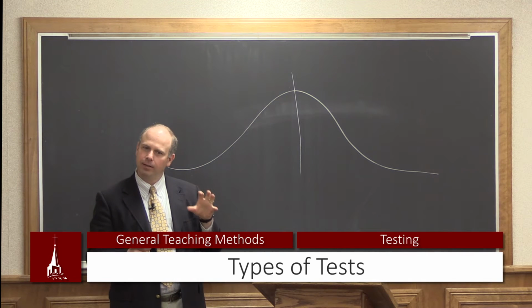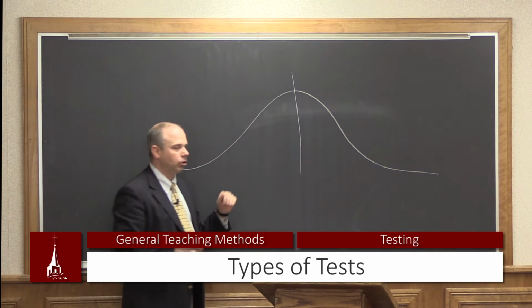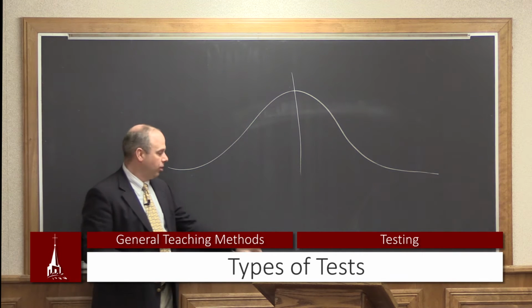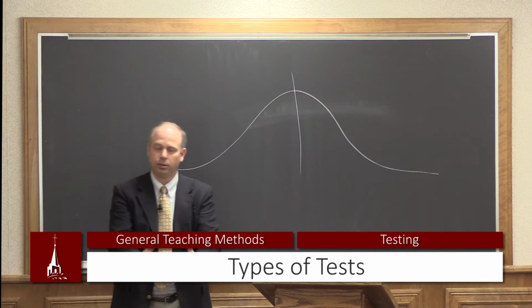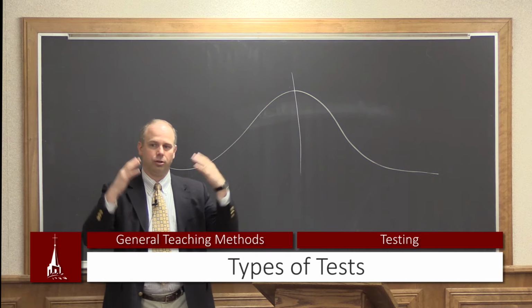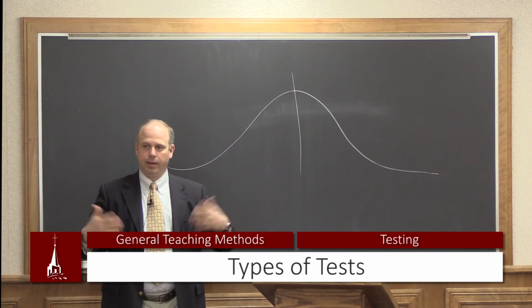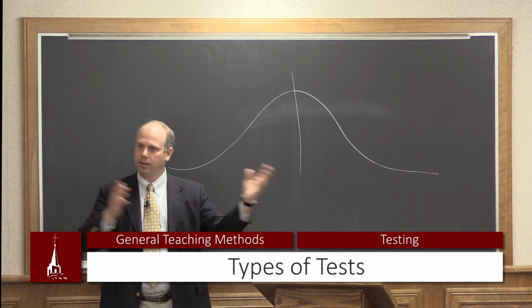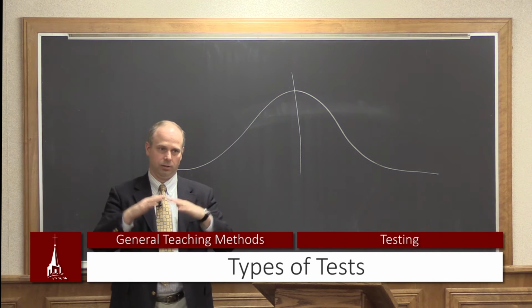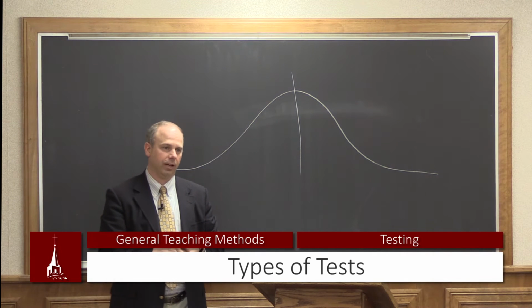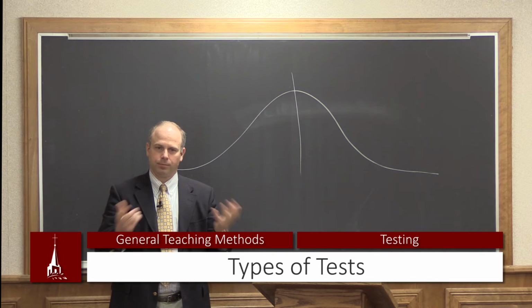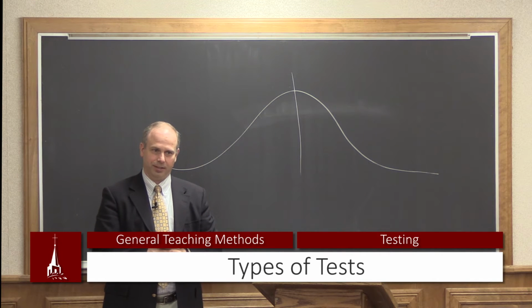Okay, so do you understand a little bit of that? Okay, so if you're having a norm referenced test, you are comparing your students to the normal student at whatever age, whether it's a college test or a high school test or an elementary, it's a norm referenced test. So, what is a criterion referenced test?